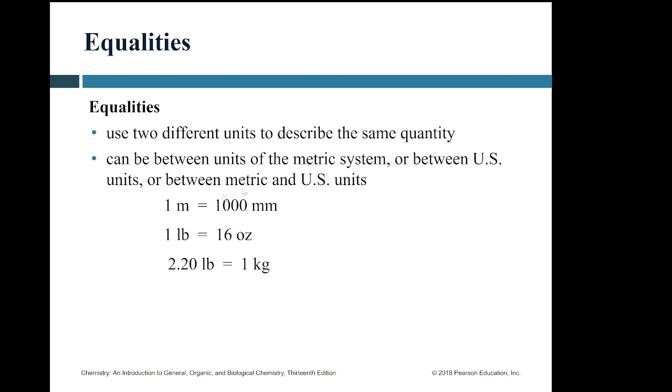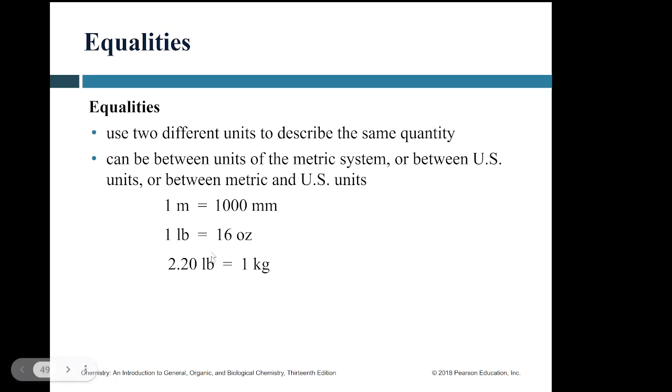Okay? In this case right here, 1 meter equals 1,000 millimeters. Here we have 1 pound equals 16 ounces. These are both exact numbers because they are definitions. Okay? The ounces are defined based on that pound, right? So 1/16 of a pound, that is an ounce, period.